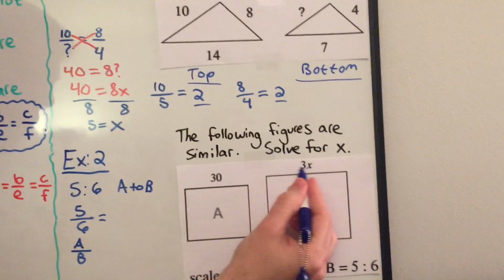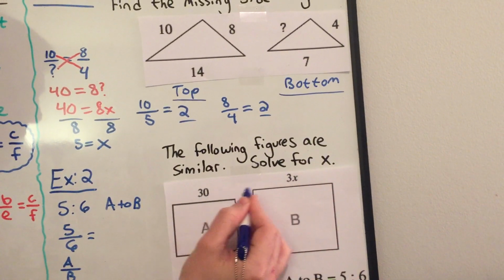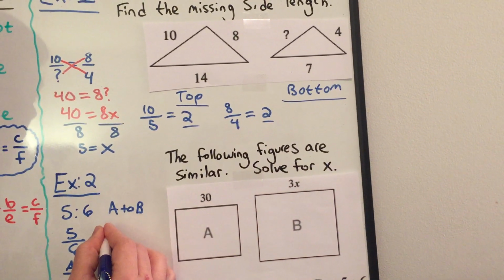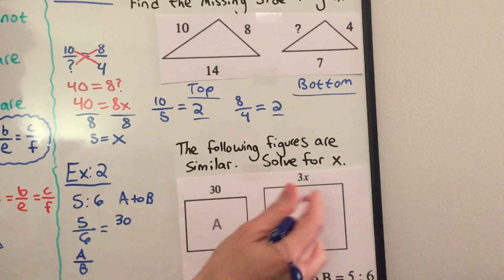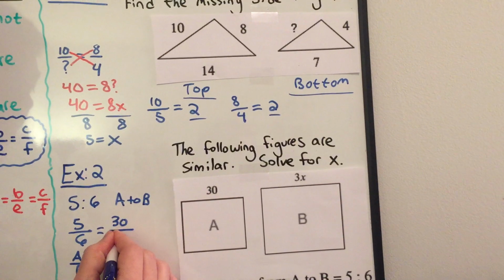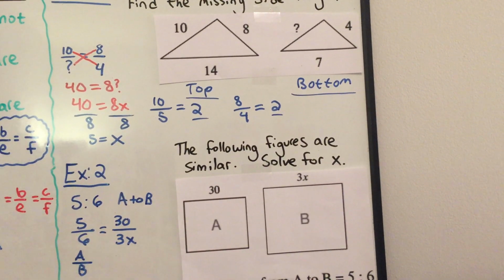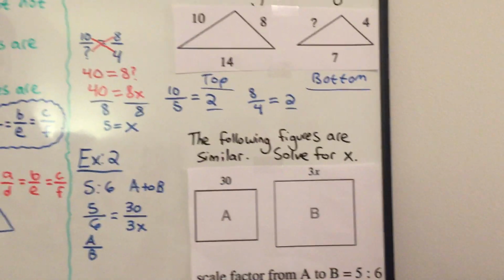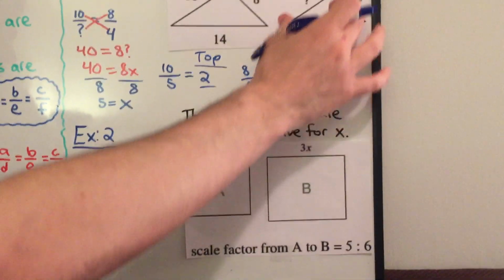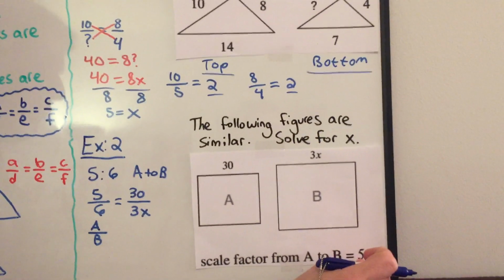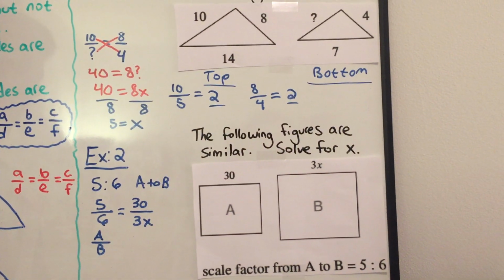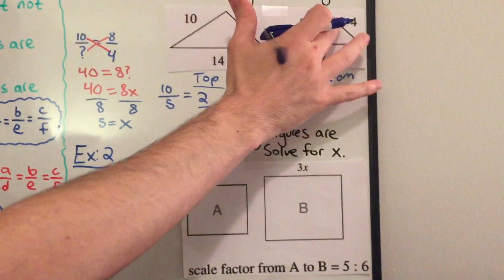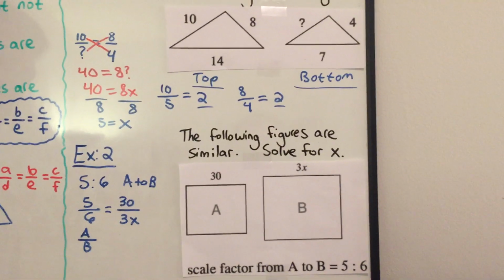So when I want to find our corresponding sides right here, I'm going to do 30 on the top since A was first. And B, we had 3x. I'm going to write that on the bottom like so. I didn't have to use any other sides because they gave me the scale factor to use here. This one up here, they didn't give me the scale factor. So that's why I used corresponding sides instead there.